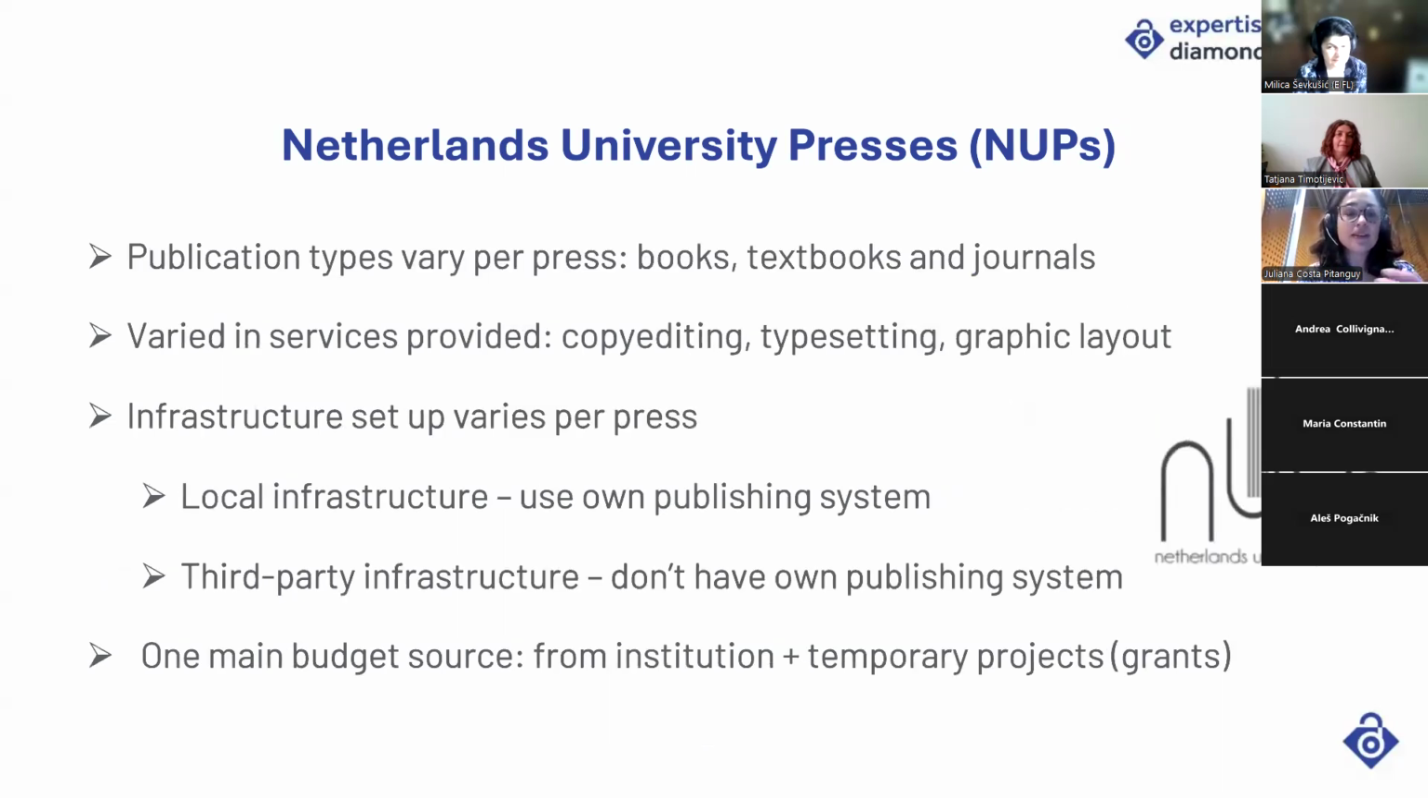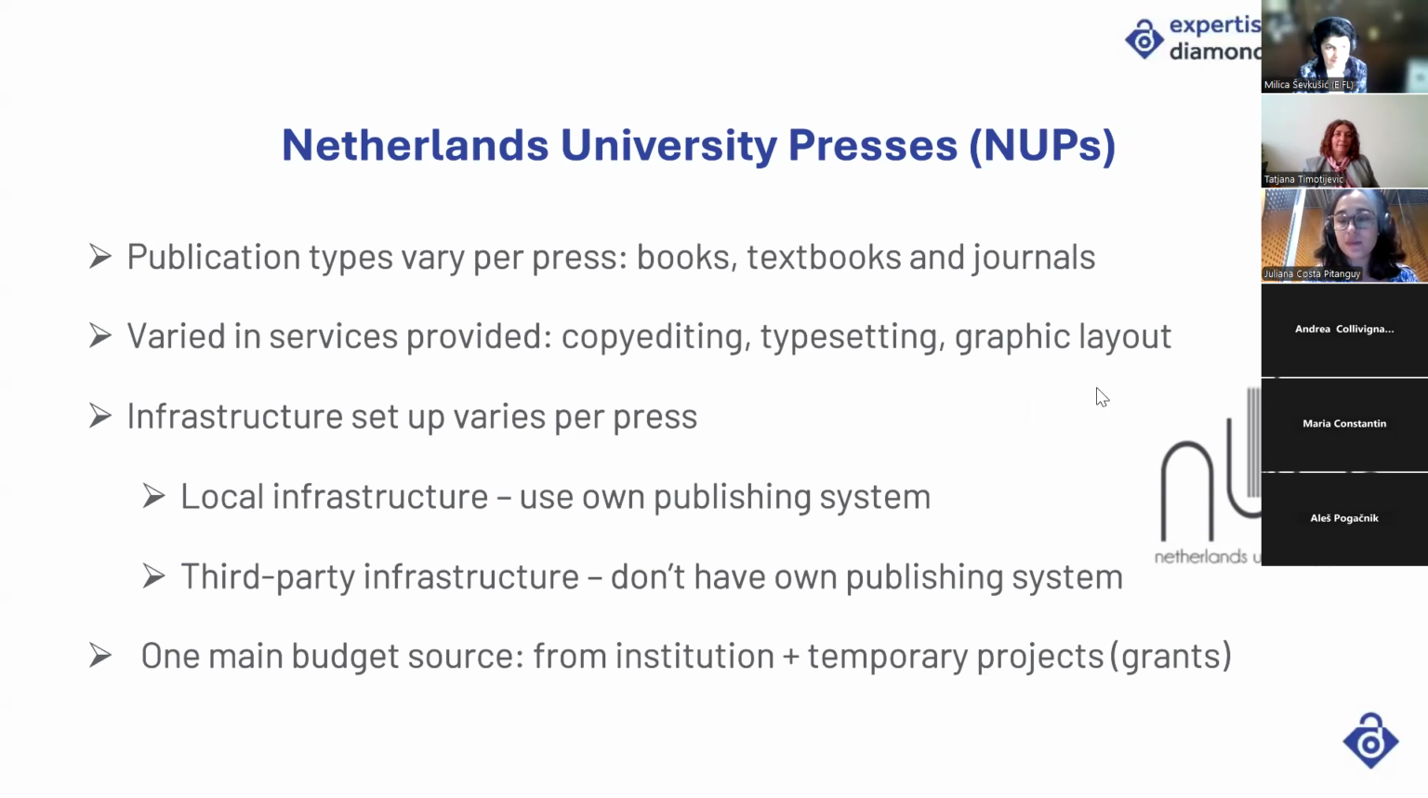The publication types vary per press. Out of these 6 presses, some have only books, some have books, textbooks, and journals. It's a mix of the 3 publication types of books, textbooks, and journals. And the services provided also vary per university press: copy editing, typesetting, graphic layout. Not all of them offer the same services. It's very varied. And the infrastructure setup is also different.